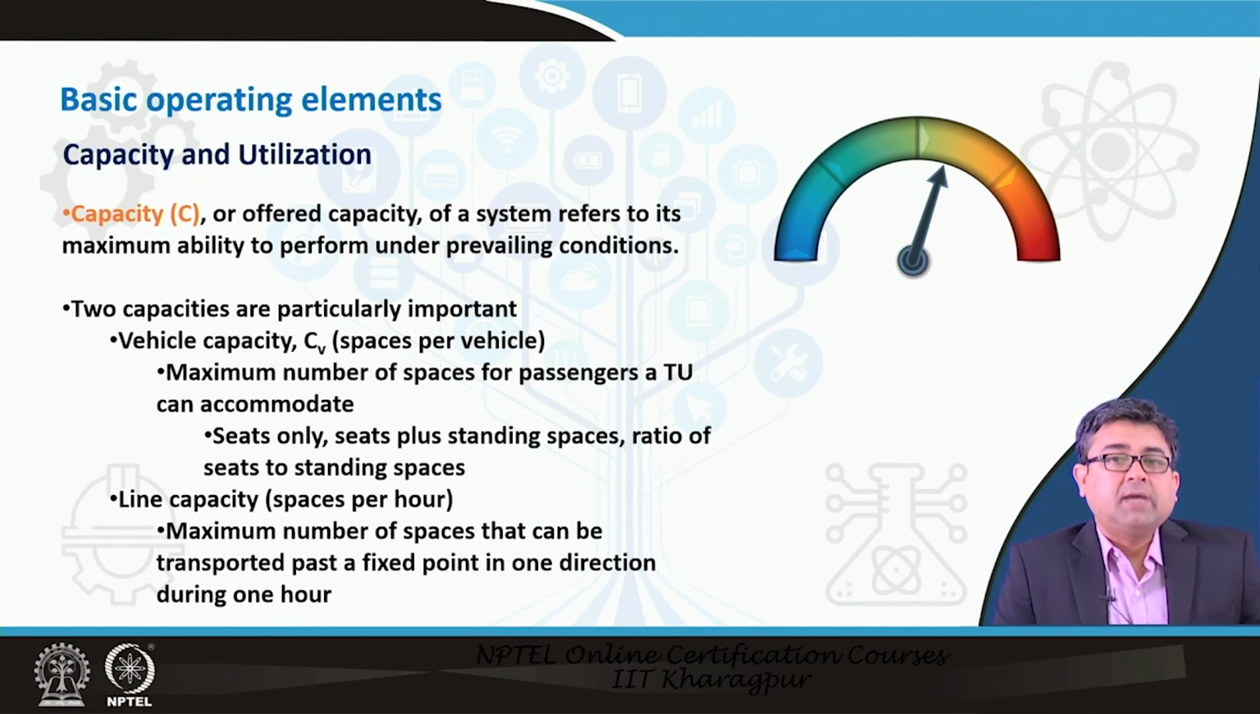There are two types of capacities: vehicle capacity and line capacity. Vehicle capacity is, for the vehicle running on that line, how many spaces are available within it, that is, the maximum number of spaces for passengers a TU can accommodate. Sometimes we count only the seats, but sometimes we count seats plus standing spaces, or the ratio of seats to standing spaces. Line capacity is the maximum number of spaces that can be transported past a fixed point in one direction during an hour. When we add up all the different vehicle capacities, we can calculate the line capacity.